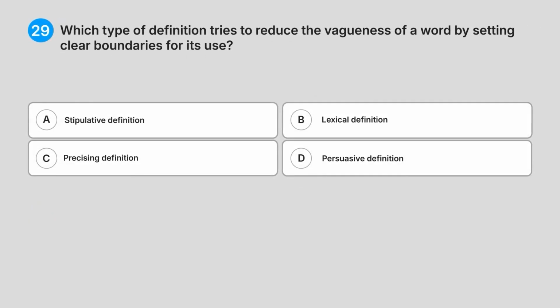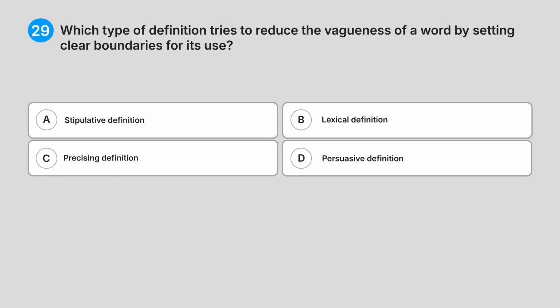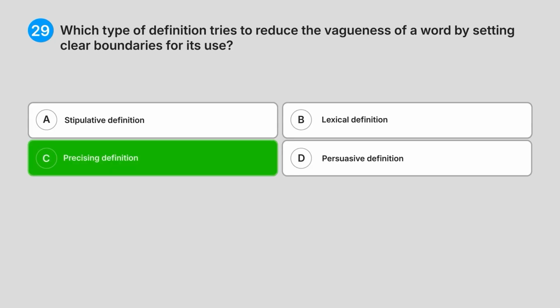29. Which type of definition tries to reduce the vagueness of a word by setting clear boundaries for its use? A. Stipulative definition. B. Lexical definition. C. Precising definition. D. Persuasive definition. What do you think is the answer? Correct answer, C. Precising definition.